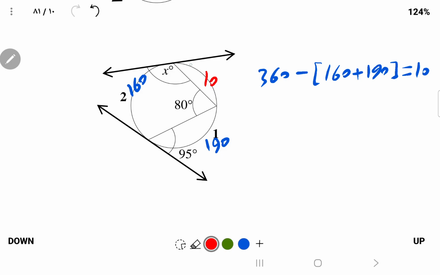In this case, the angle opposite to this arc, which is the angle at tangent, would be half the arc, which means it would be 5. So here you have 5. Now angle x is linear pair with 5, which means this must be 180 minus 5. So it must be 175.